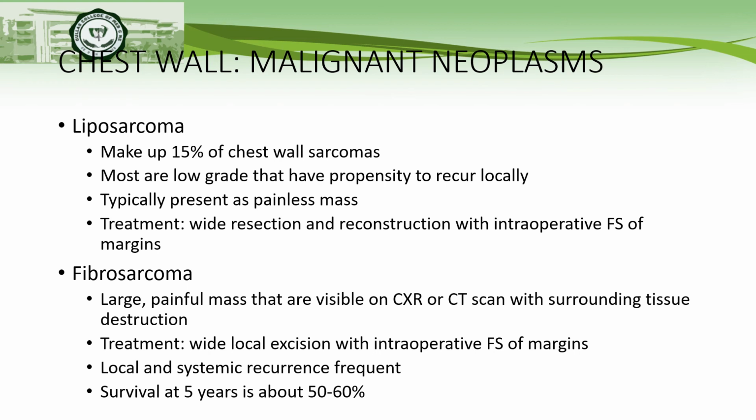And we also have fibrosarcoma. This is a large painful mass visible on chest x-ray or CT scan with surrounding tissue destruction. So similar to other neoplasms, treatment is wide local excision with intraoperative frozen section of margins. The downside of fibrosarcoma is that local recurrence and systemic recurrence are frequent. So survival is only 50 to 60% in 5 years.